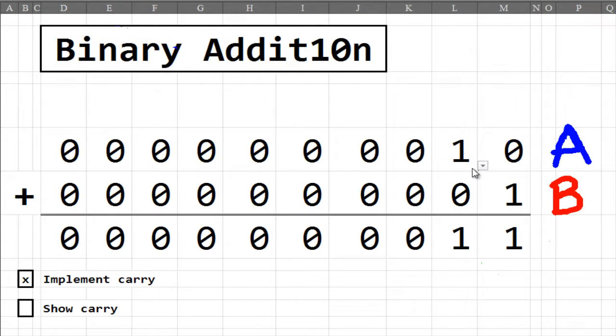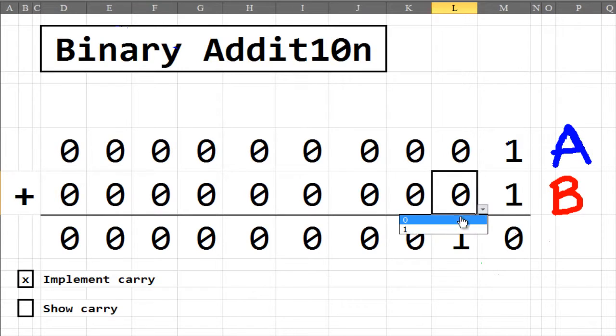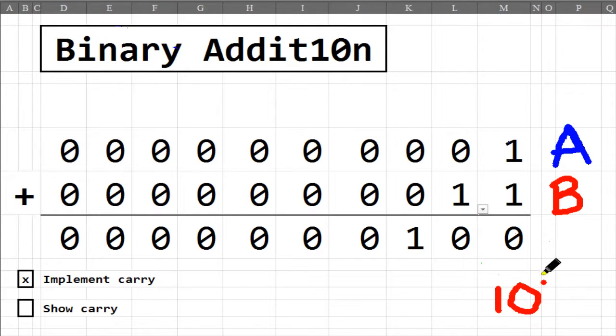Now let's add 1 plus 3. So input A gets 1 to represent the value 1. Input B gets 1, 1 to represent the value of 3. And we get 1, 0, 0 as an answer. Let's double check our work to see if 1 plus 3 equals 4. 1 and 1 is 2. 0 goes here, and the 1 carries over.